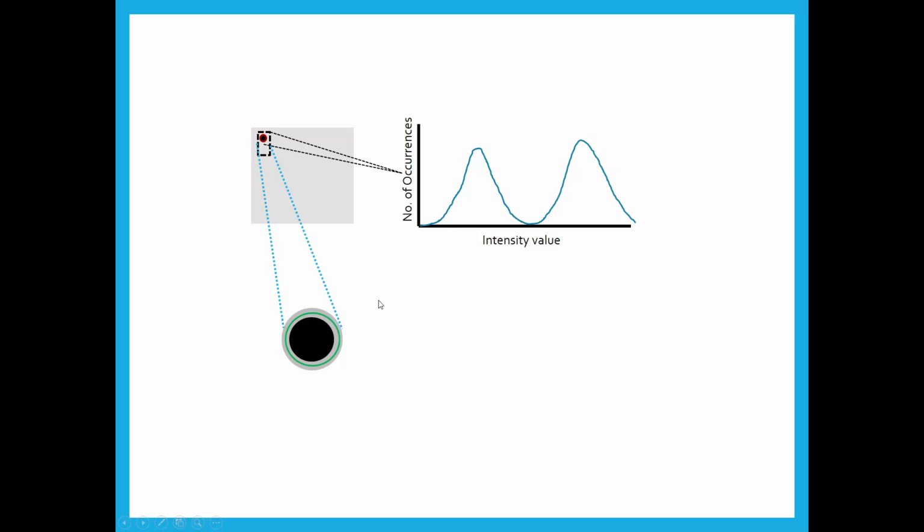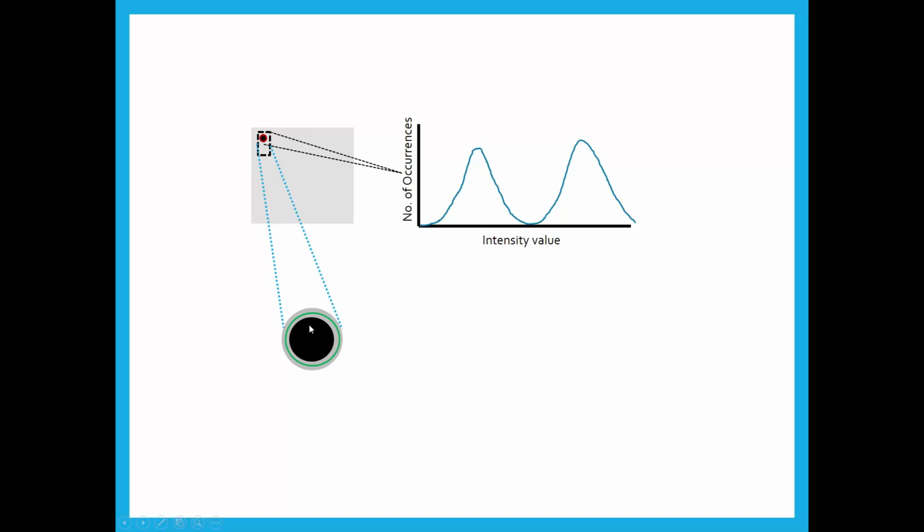Once we have this kind of histogram, then the thresholding operation is very, very simple. For this approach, we have to know what the object boundary is. To draw this histogram, we have to know about the object boundary.